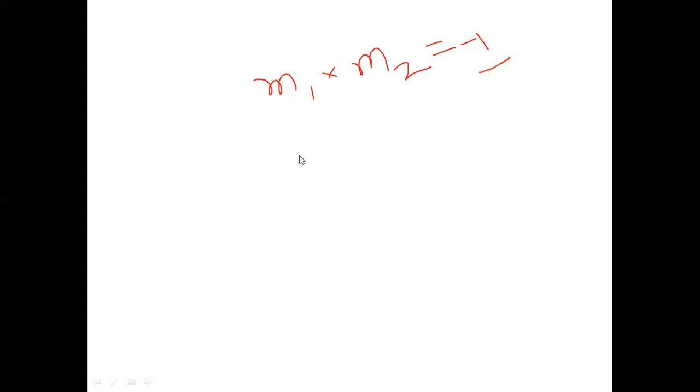Let's say this is line 1, and this is line 2. Whenever the product of slopes of two lines is -1, that means the lines are perpendicular to each other. Getting it or not? So this is the concept: if the product of slopes of two lines is -1, those lines are perpendicular to each other. Is it clear?